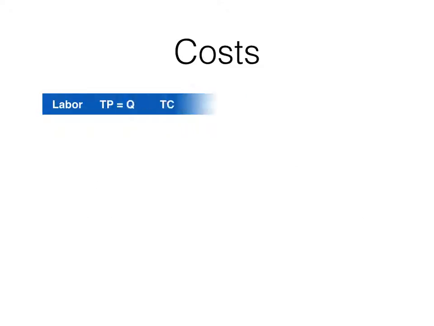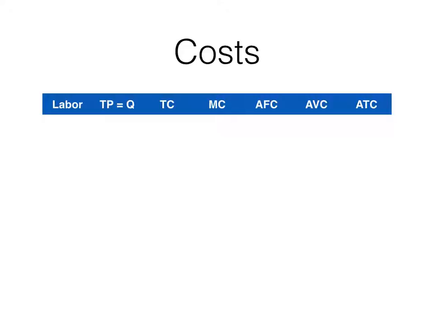And so we can look at this by looking at the labor input, how much output is produced, the total cost, the marginal cost, the average fixed cost, the average variable cost, and then the average total cost. When 0 workers are hired, nothing is produced. We're not hiring anything, so no variable costs. The only thing we have are fixed costs, which are going to be $15.